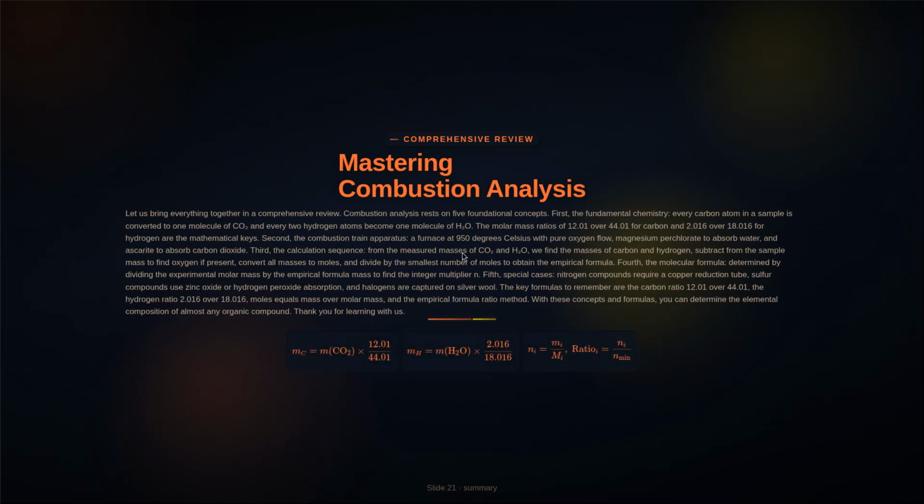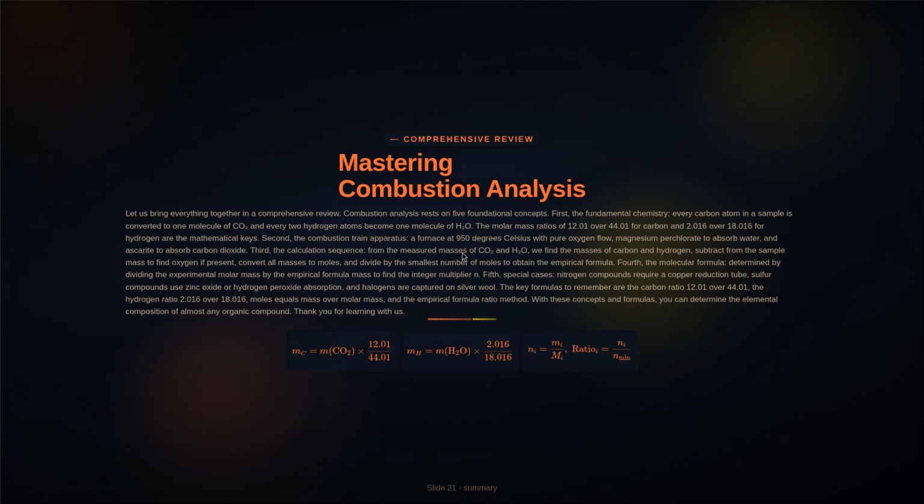Let us bring everything together in a comprehensive review. Combustion analysis rests on 5 foundational concepts. First, the fundamental chemistry. Every carbon atom in a sample becomes one CO2 molecule, and every two hydrogen atoms become one H2O molecule. The ratios 12.01 over 44.01 for carbon and 2.016 over 18.016 for hydrogen are the mathematical keys. Second, the combustion train, a furnace at 950 degrees Celsius, magnesium perchlorate to absorb water, and ascarite to absorb CO2. Third, the calculation sequence.